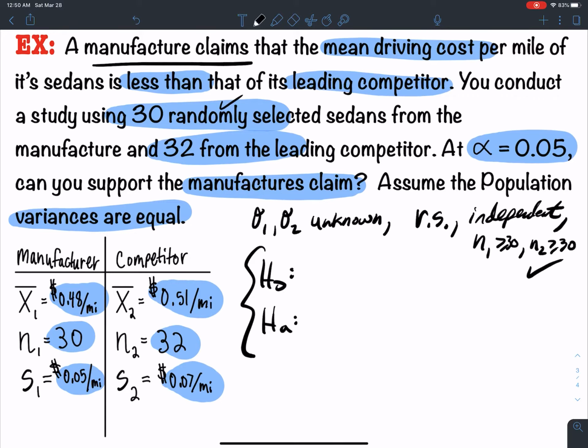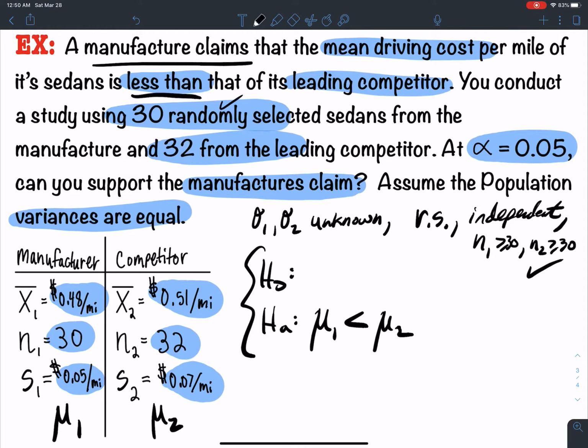So what's the H0 and the Ha? Well, the manufacturer claims that the mean driving cost, so I'm going to say mean mu1, and the competitor, we'll just call them mu2. Hopefully we're going to be better than our competitor, right? So mu1, mu2, just call it something. So I'm saying that the mean driving cost is less than the competitor's driving cost. We want the lowest cost.